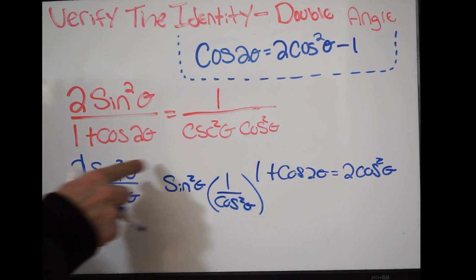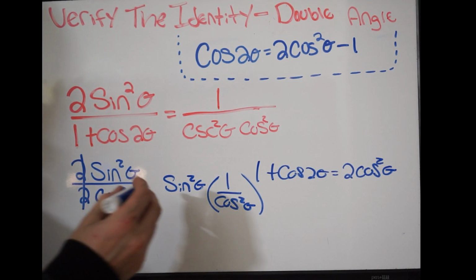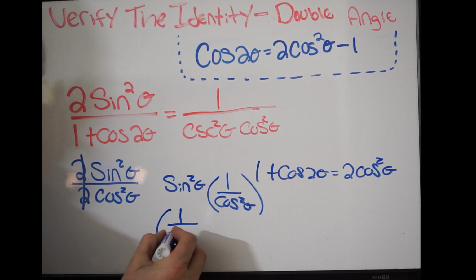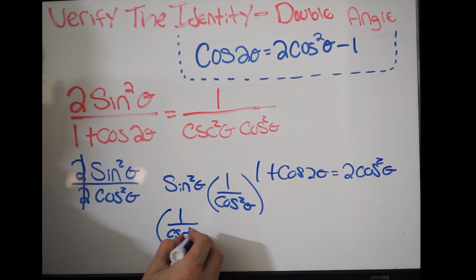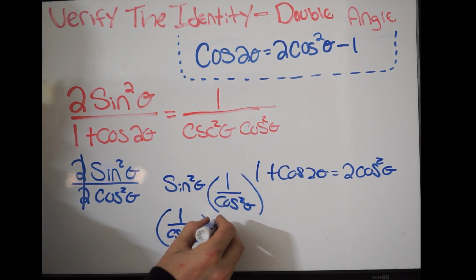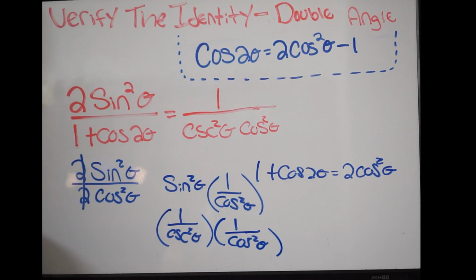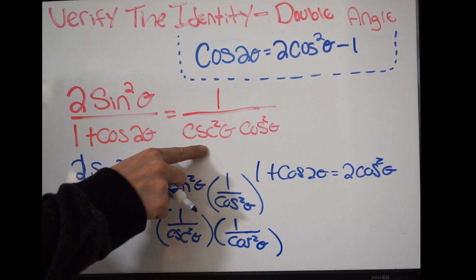So think about it. I have sine squared theta. Think about sine, how we can rewrite that. We can rewrite that as 1 over cosecant, right? So if I have sine squared theta and I want to rewrite it, I can rewrite it as 1 over cosecant squared theta, right? So when I do that, I get 1 over cosecant squared theta. That is sine squared theta, just rewriting it. And then I have 1 over cosine squared theta, okay? And you can see that is exactly what we have, right?